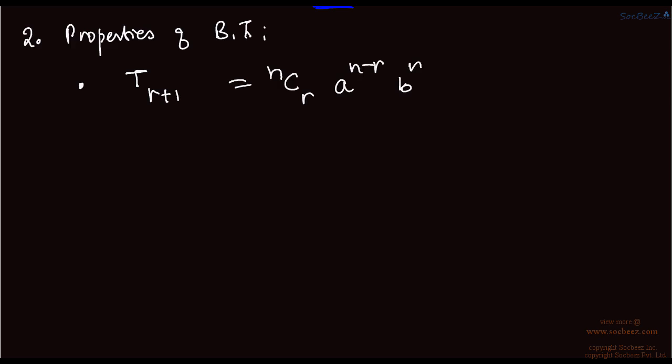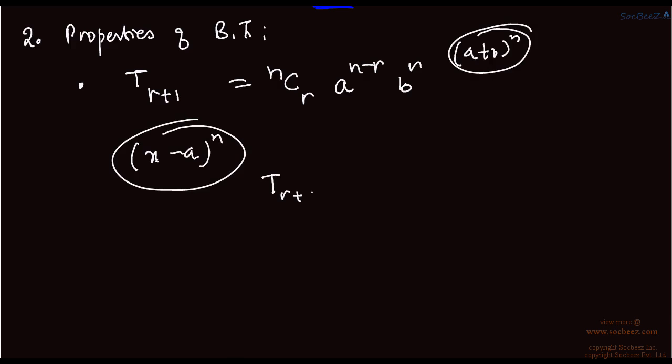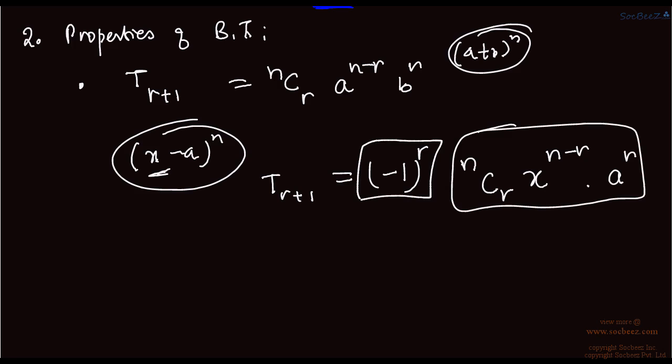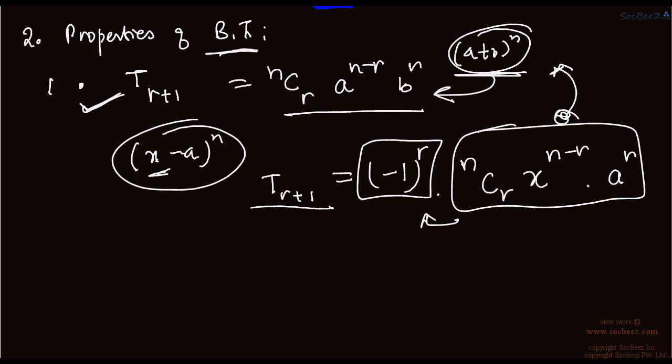The general term for the expansion of (x minus a) to the power n, this was for (a + b) to the power n. For (x minus a) to the power n, you will have T(r+1) equals minus 1 to the power r, nCr, then x to the power n minus r, which is the first term, and a to the power r. This will be the same, you will just have this factor in front, so you will have this as the general term. You can derive this from the previous one, so you just have to remember this one, it is important.